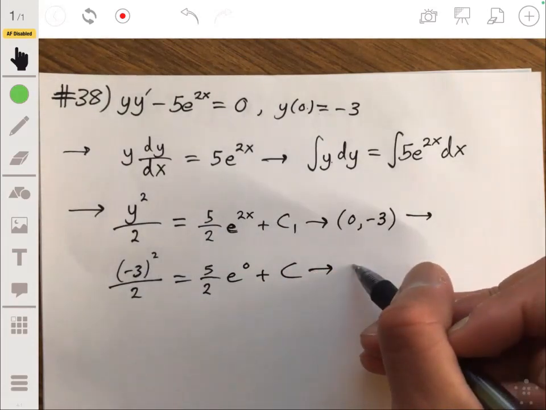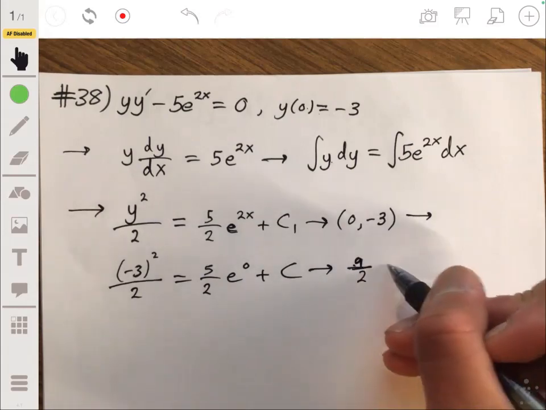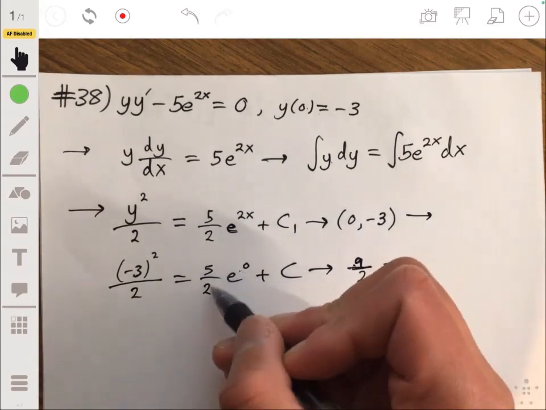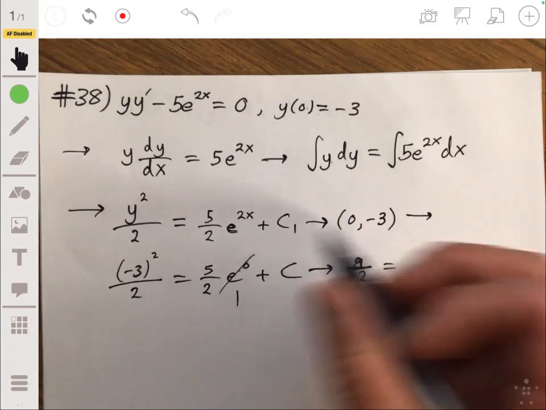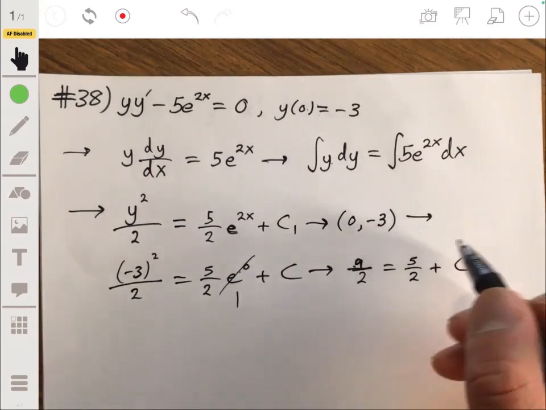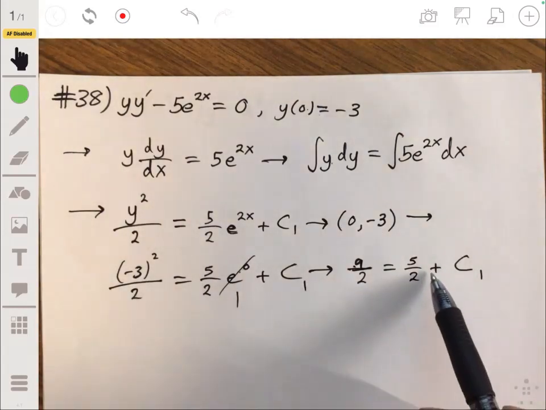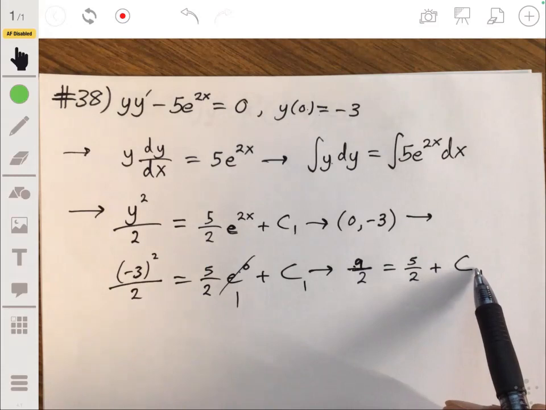So then the left will be 9 halves. 5 halves times e to the 0, this just becomes 1, so that just becomes 5 halves plus c1. And then our constant c will just be 4 halves, or just 2.